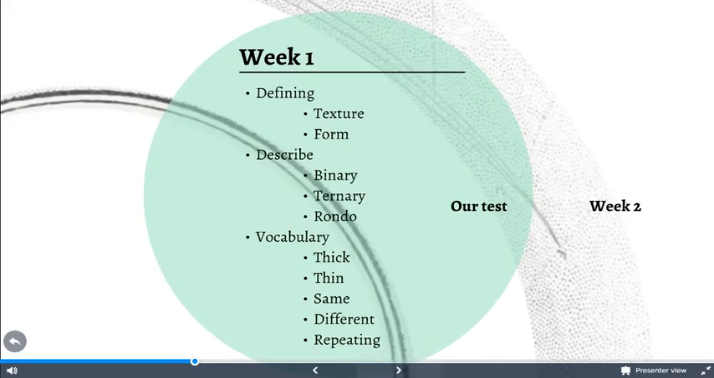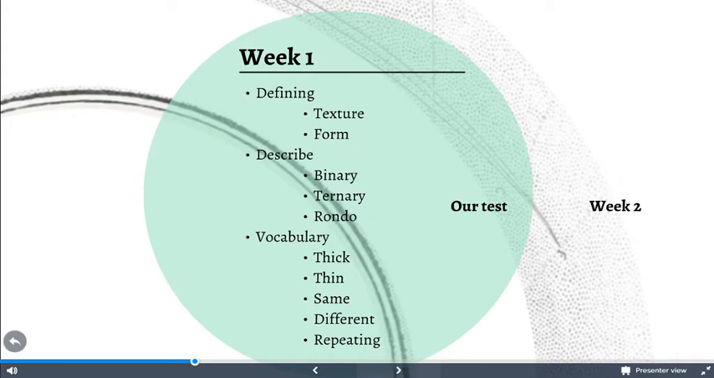Hi everyone, my name's Sarah Hill and I'm going to talk to you guys a little bit about our unit of study. So for week 1, we really wanted to give students a foundation for the rest of our unit by going over some key vocabulary words. So we started with first defining texture and form.